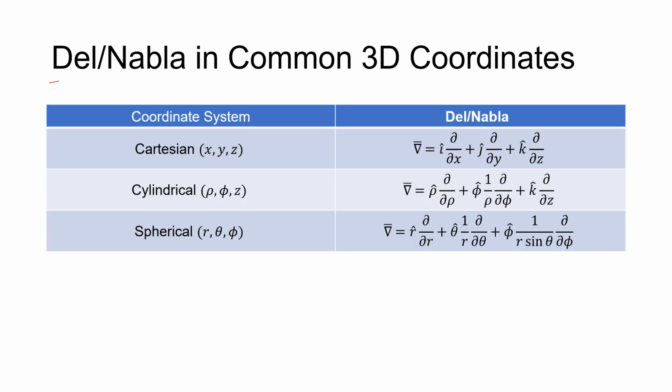This section will show nabla in the 3D coordinate systems which we studied, starting from the Cartesian, and this is the simplest one. We just multiply partial by partial x, partial by partial y, partial by partial z by i, j, k, and of course there's a plus sign in between. In case of the cylindrical coordinate system, only the term which is multiplied by phi will have 1 over rho. And finally, in case of spherical coordinates, since we have two angles, the phi term and the theta term will be multiplied by 1 over r and 1 over r sine theta respectively.